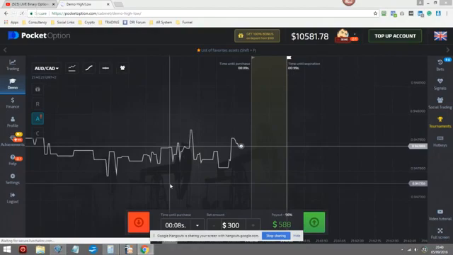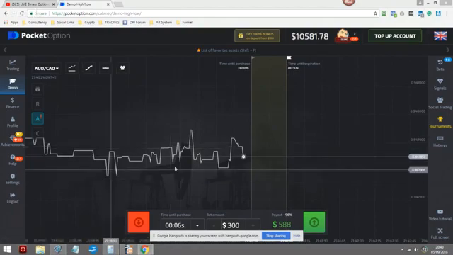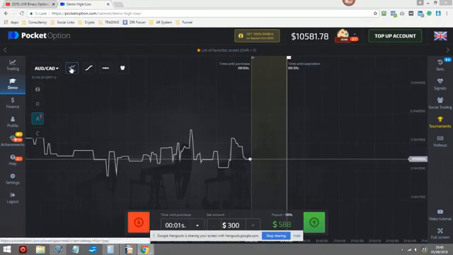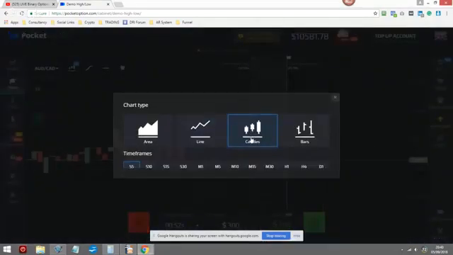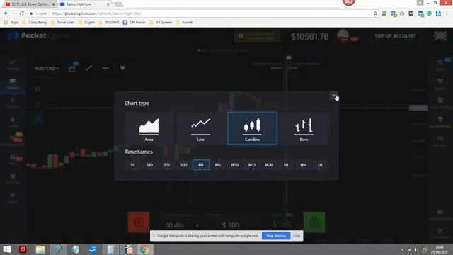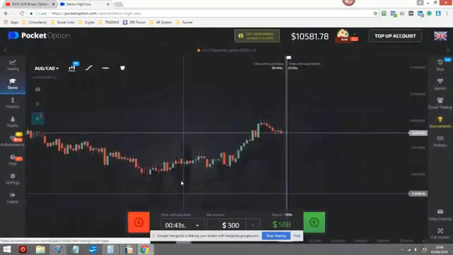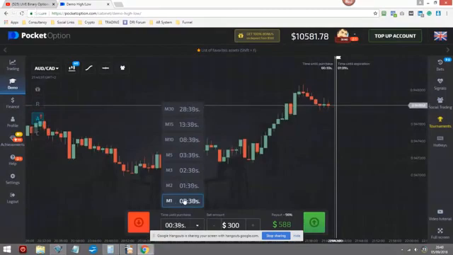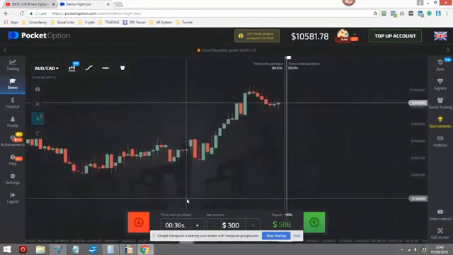As you can see, we've got our line graph here, so we're going to change this. We're going to come up to the top here where this squiggly line is, and we're going to choose candles. And we're going to choose M1, which simply means 1 minute. Obviously, you can choose 1 minute up to 1 day. It's entirely up to you. But for today, we're just going to go with 1 minute. And then at the bottom here, we'll make sure we've got 1 minute selected, because that's the way we're going to be trading today.